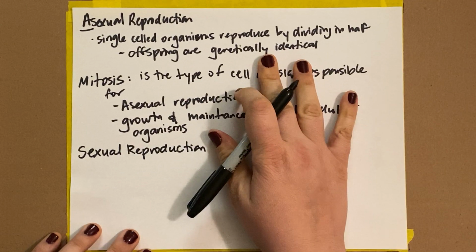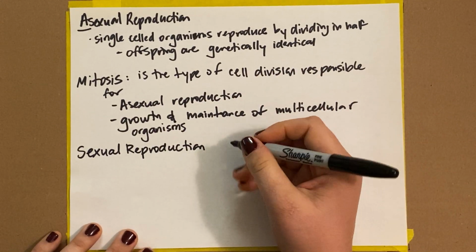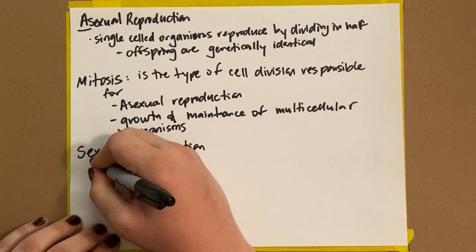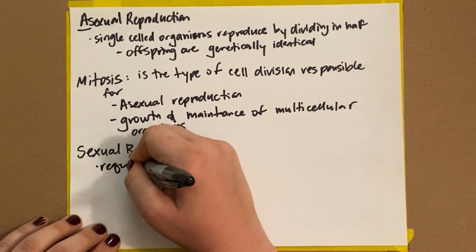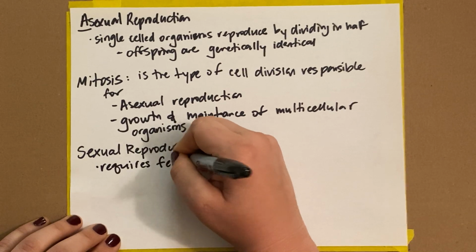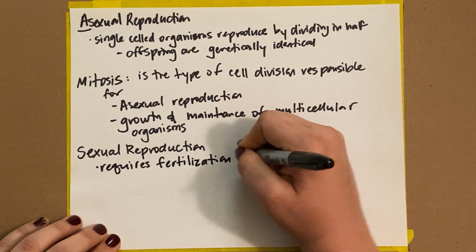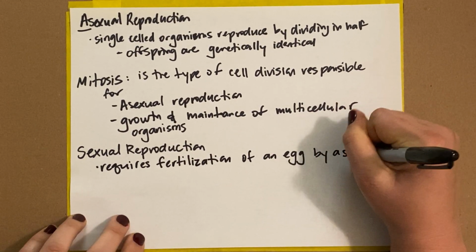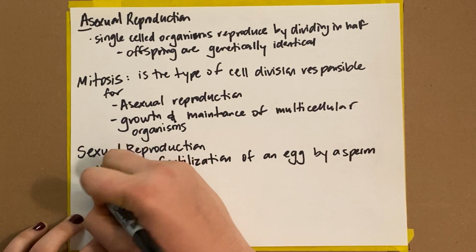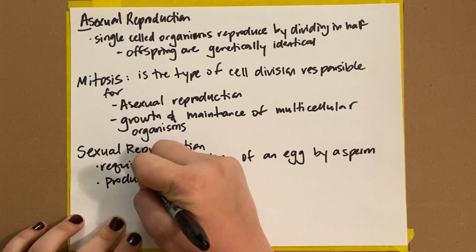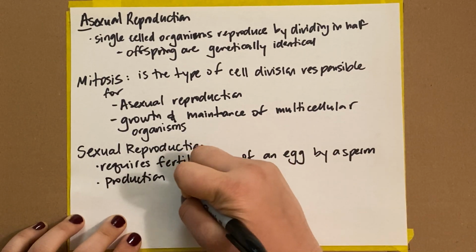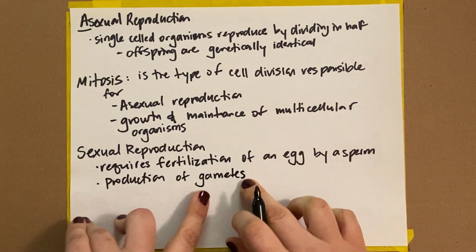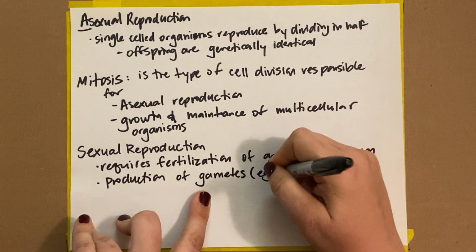Okay, and sexual reproduction is going to involve an egg and a sperm. It's going to have two individuals fusing their genetic material together. So it requires fertilization of an egg by a sperm. It involves production of gametes, and this is a new word that some of you may not know yet. Gametes are going to be eggs and sperm.